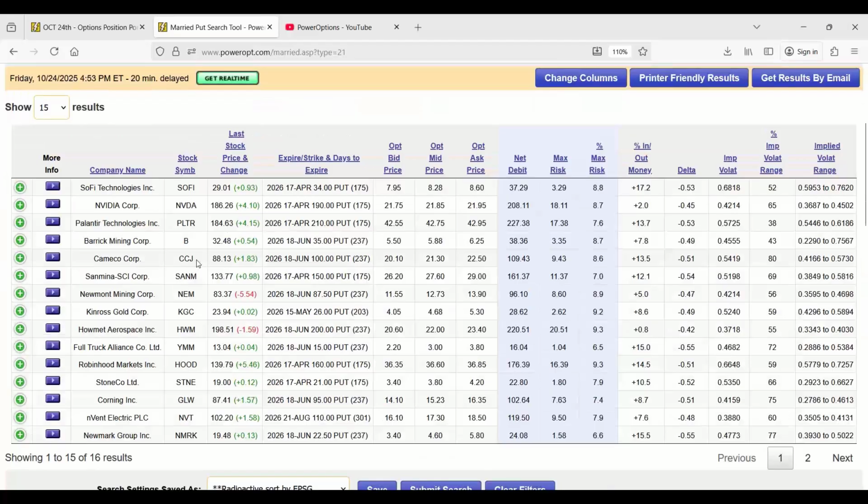AFRM is not on the first page, so it would probably be on the second page. Okay, AFRM is not in there right now, but you've got NVIDIA, you've got Palantir, you see the risks at 7.6%, 8.7%. That's good controlled risk positions.